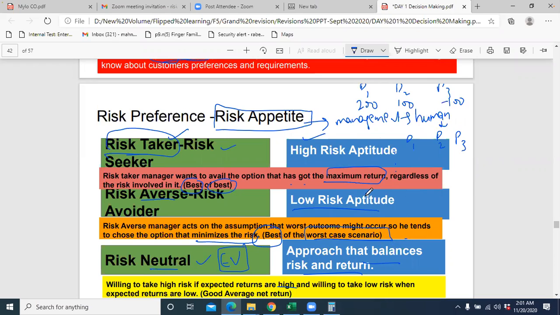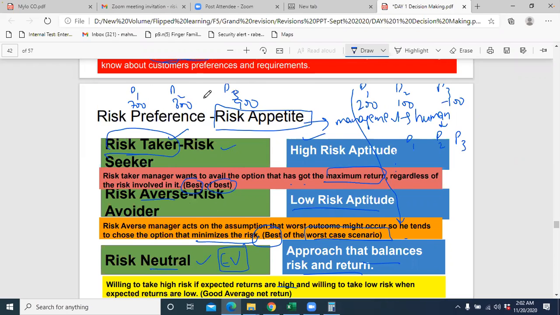P1, that's the best of the worst case scenario. Best of worst, right? But a risk taker manager would take best of best. Like in P1, P2, first he would appraise all of the outcomes and the decision, and then he would calculate the best returns, right? P1 has got the best return of 700 in all the outcomes. P2 got the best return of 800 in all the outcomes. P3 got the best return of 900 in all the outcomes. Now he would take best of the best.